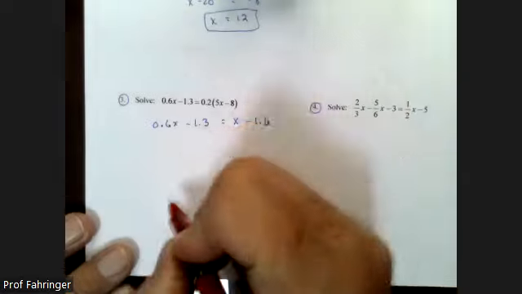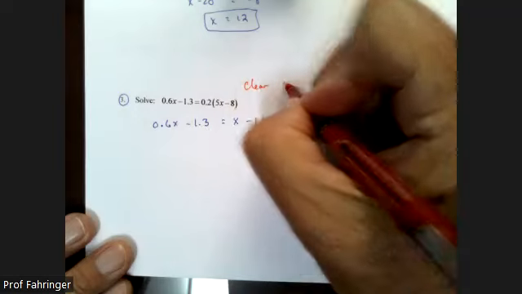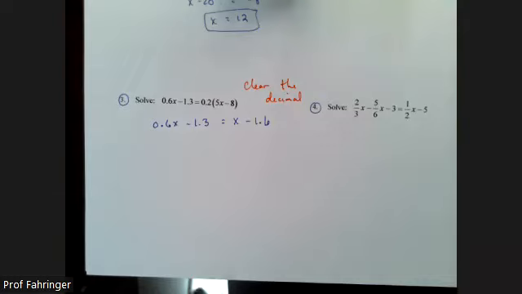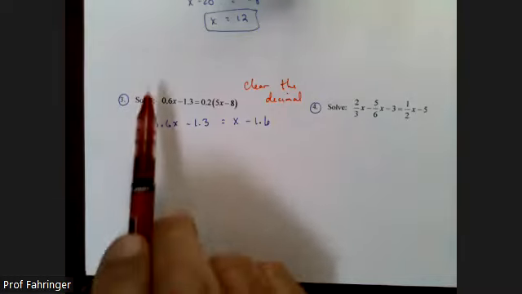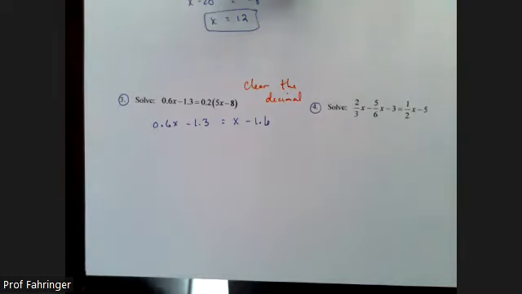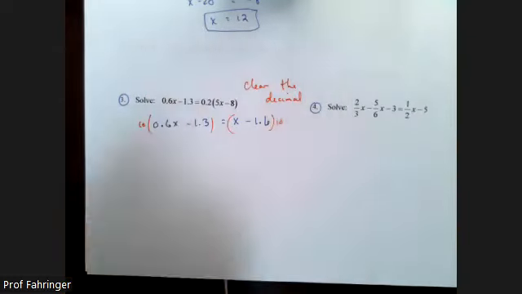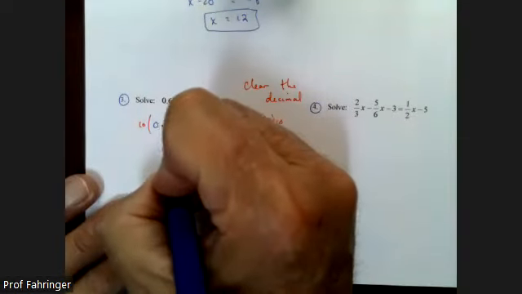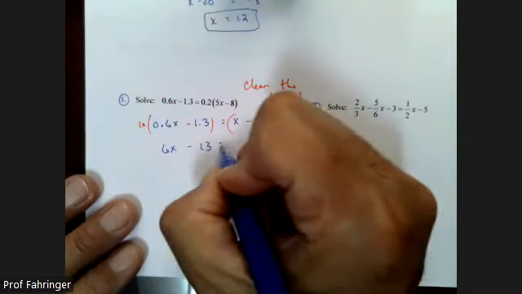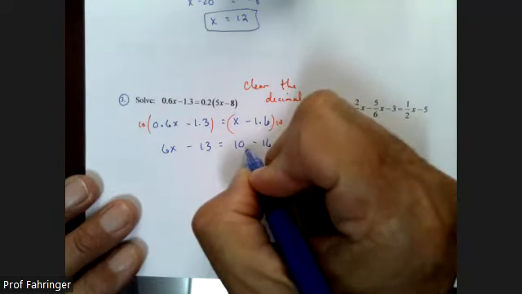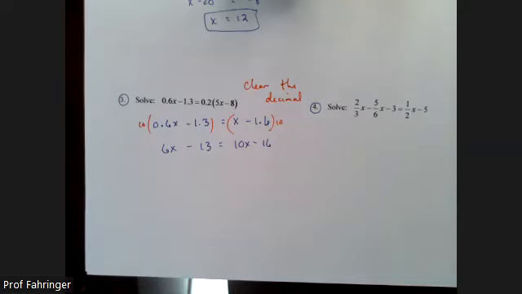Well, I might want to clear the decimal. How can I clear the decimals? What could I do to each one of these on both sides to clear the decimal? Multiply by 10. Excellent. I'm going to multiply everything on both sides by 10. What do I get? Nice. 6x minus 13 equals 10x minus 16. Oh, that's 10x minus 16.